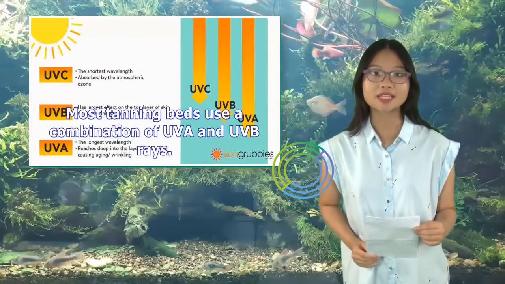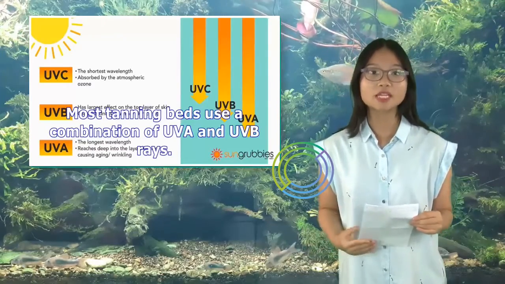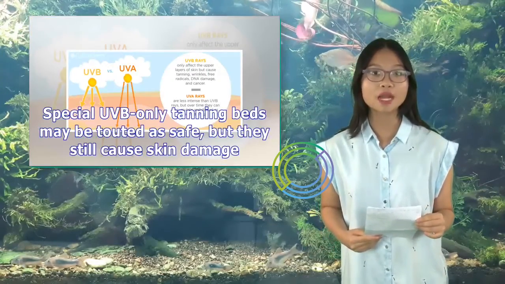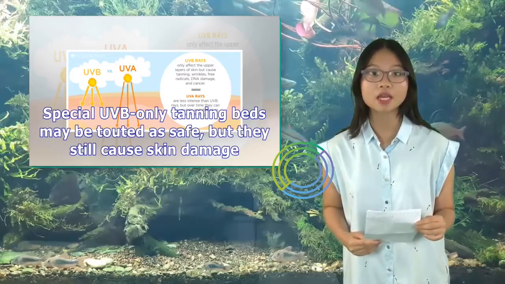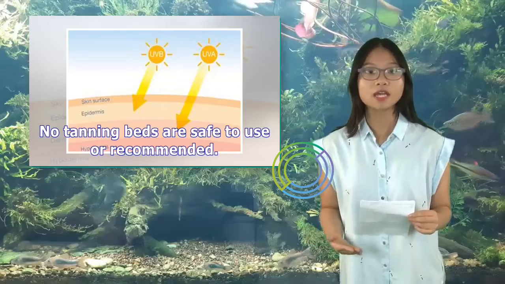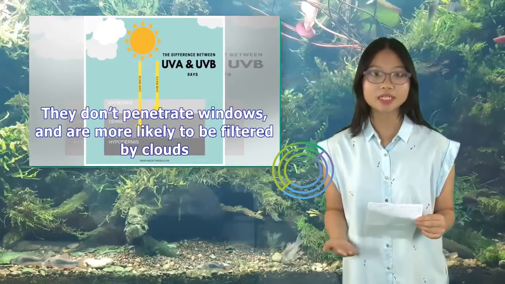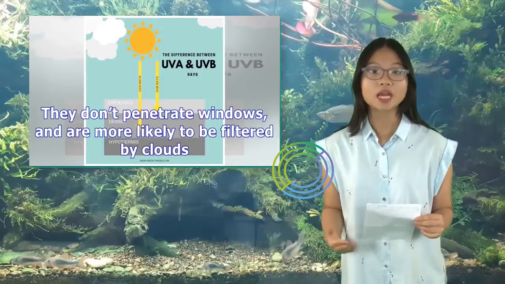Most tanning beds use a combination of UVA and UVB rays. Special UVB-only tanning beds may be touted as safe, but they still cause skin damage. No tanning beds are safe to use or recommended. UVB rays don't penetrate windows, and are more likely to be filtered by clouds.